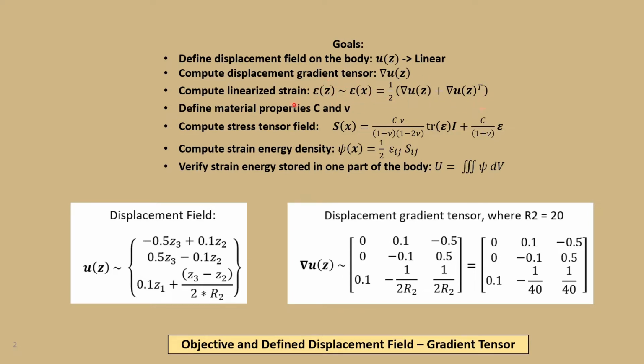And then we're tasked with defining the material properties, the C and Poisson's ratio, as well as computing the Cauchy stress tensor field using this equation right here, and then computing the strain energy density using this equation, and then integrating that across the volume of one of our bodies of our choosing in order for us to verify the strain energy stored in that part of the body.